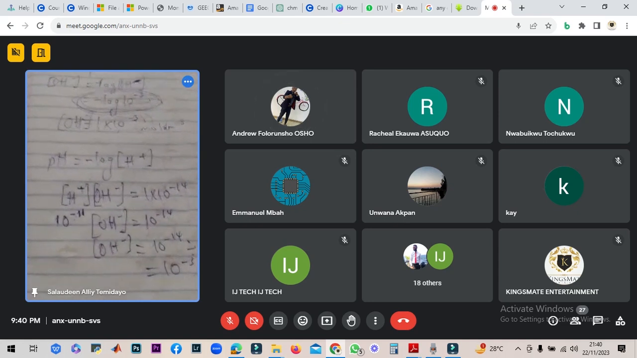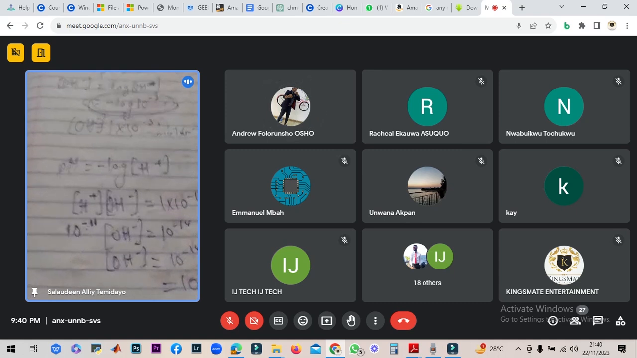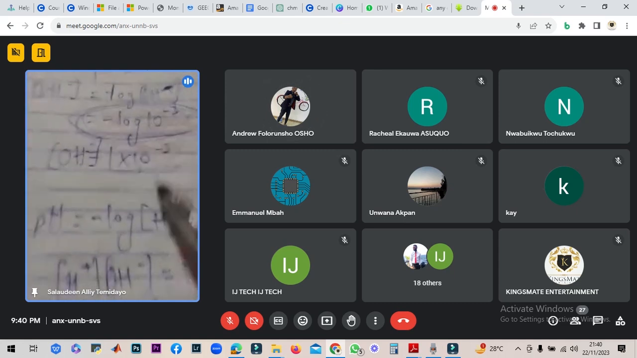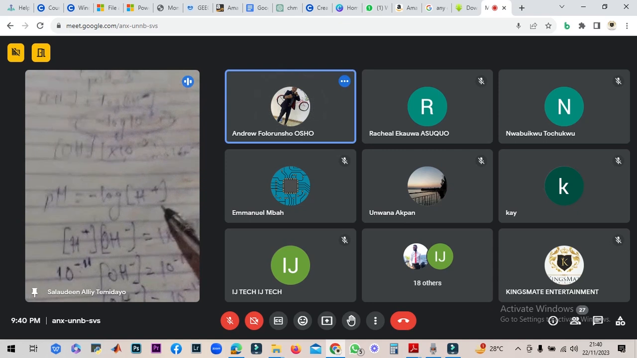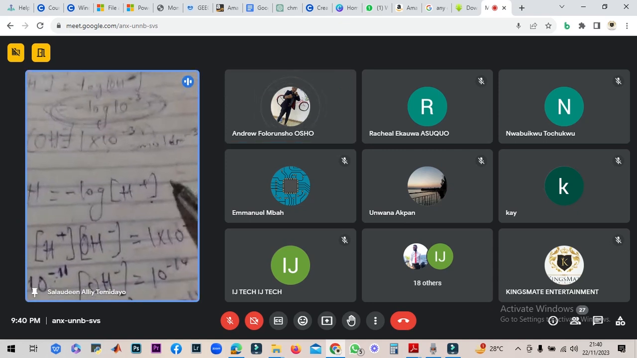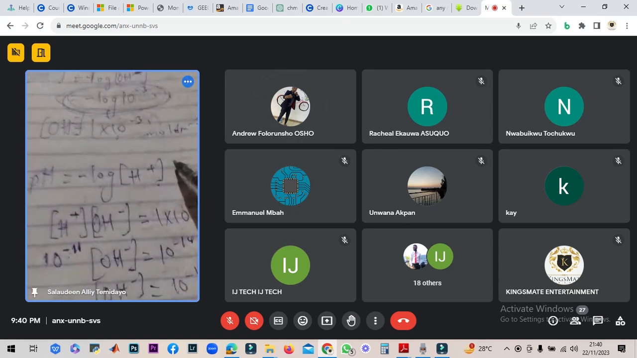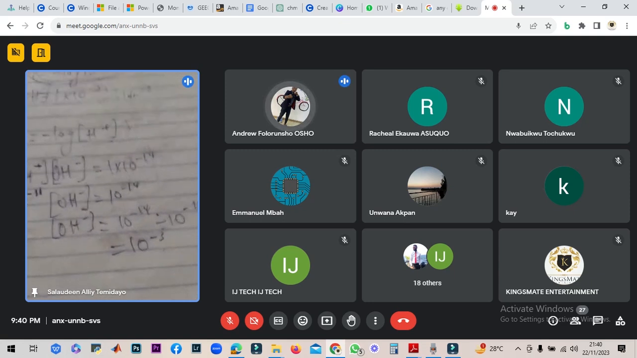Do you know that pH equals minus log the hydrogen ion concentration? This is the formula for pH. This is where I got minus 11. Minus log. The minus will always come back here and it will be raised to the power of minus. That's it. So I actually did it.